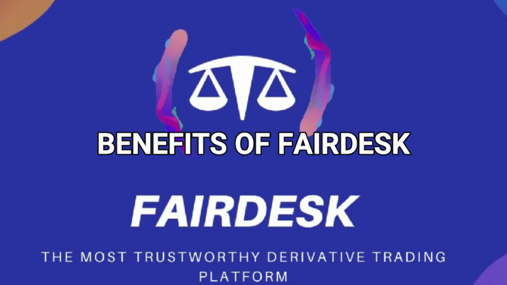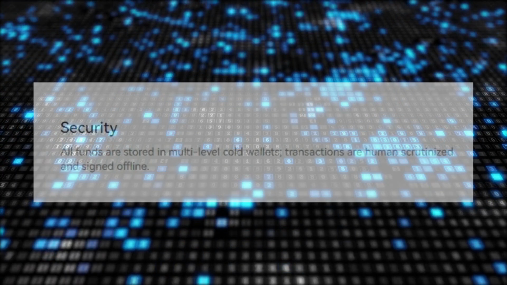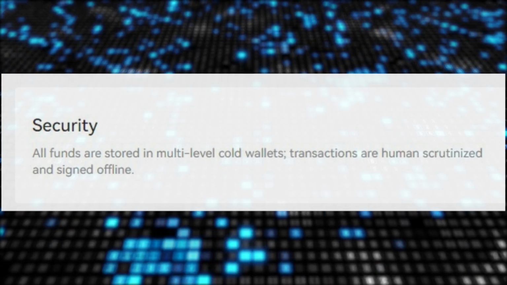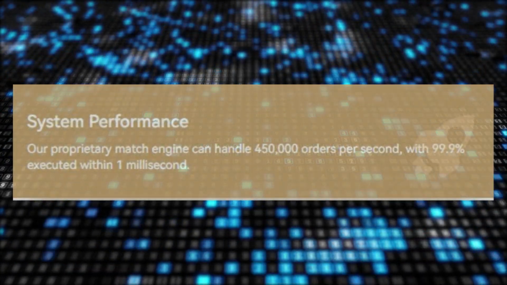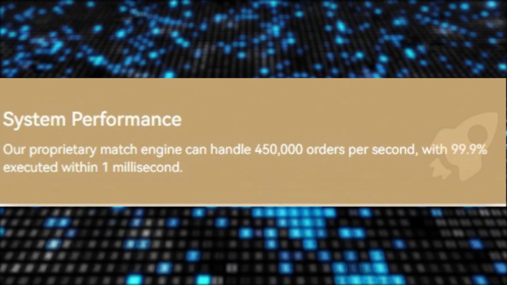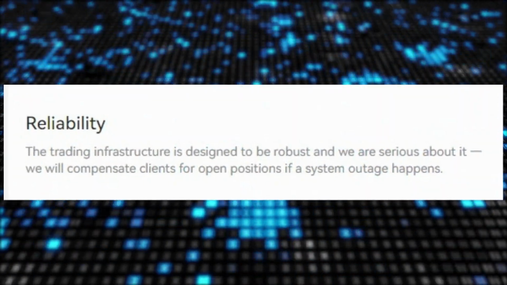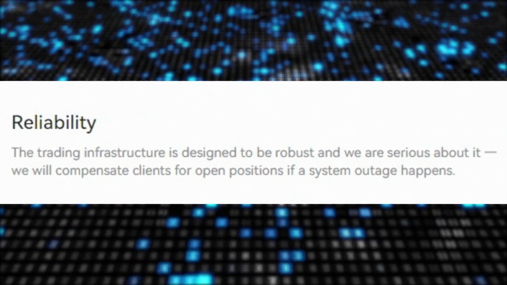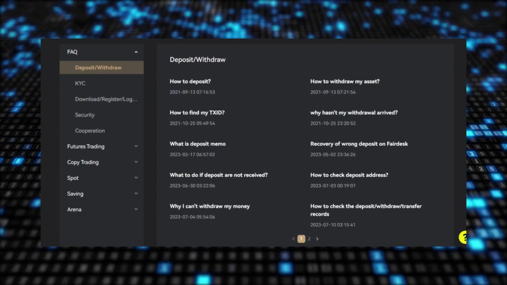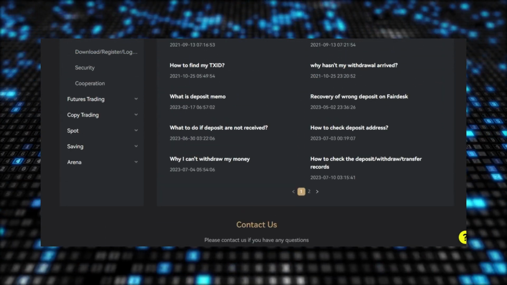Benefits of FAIRDESK. Among the wonderful benefits that FAIRDESK has, we should mention the following. Security. All funds are stored in cold wallets of different levels, and transactions are reviewed by people and signed offline. Performance. Its unique patented matching engine can handle 450,000 orders per second with 99.9% executed and completed in 1 millisecond. Reliability. FAIRDESK's trading infrastructure is truly robust, where customers with open positions can be rewarded should any disruption occur. Support. An experienced customer service team offers 24/7 online service using the highest speed to help users resolve issues.